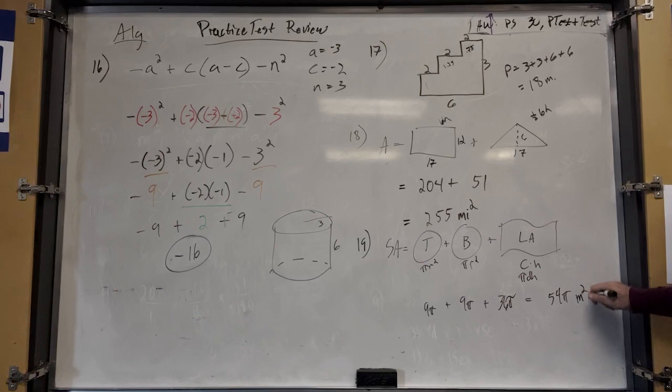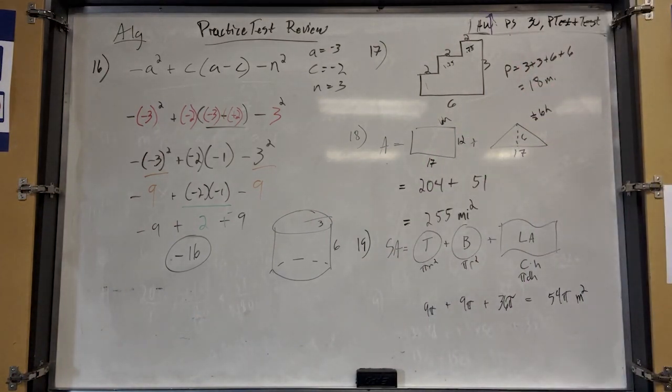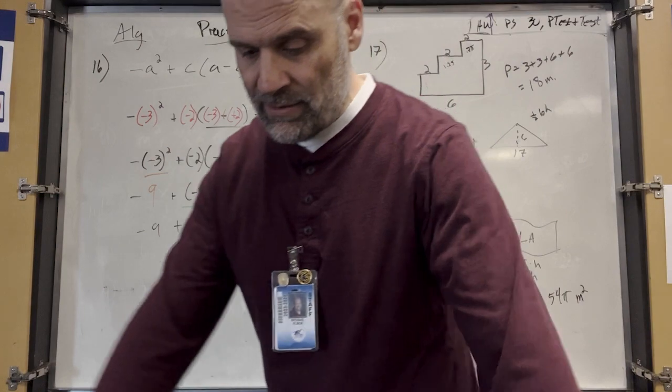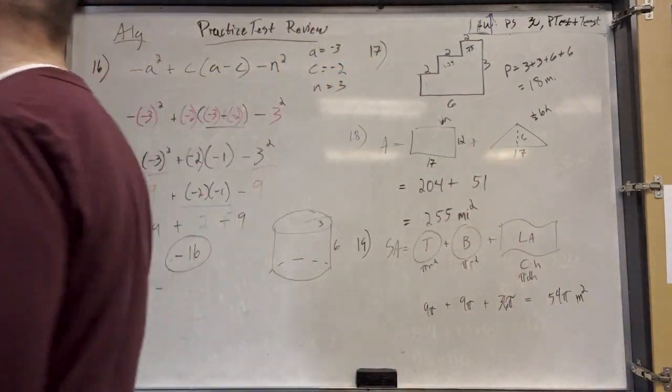It's not cubic, even though we're dealing with a three-dimensional object. We're just dealing with the surface area. So if I unwrapped all this and laid it out on the flat surface, that would still be area. How many squares can I fit in all that?